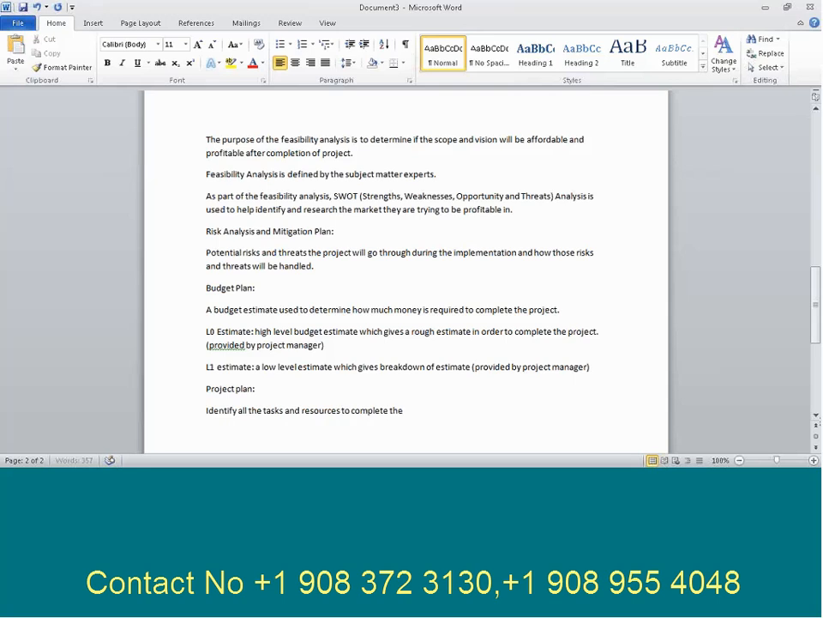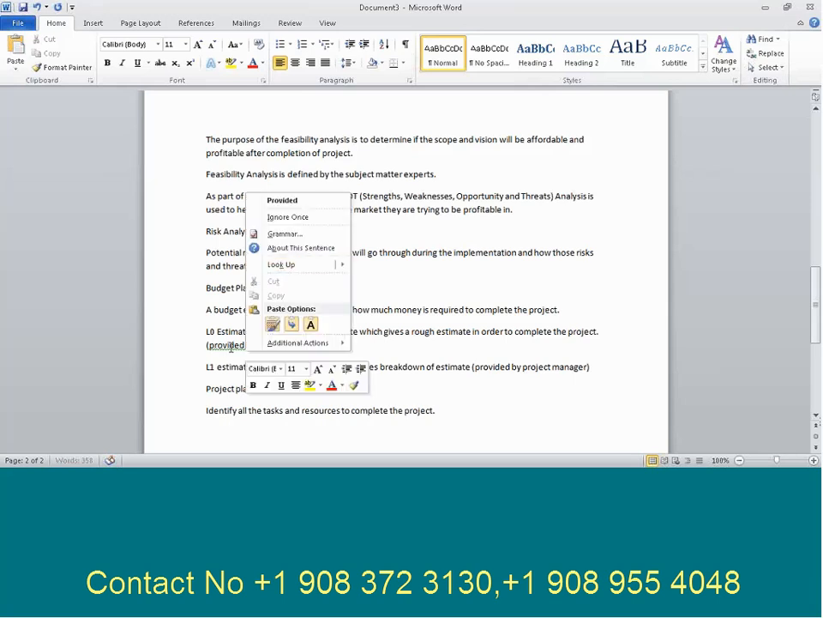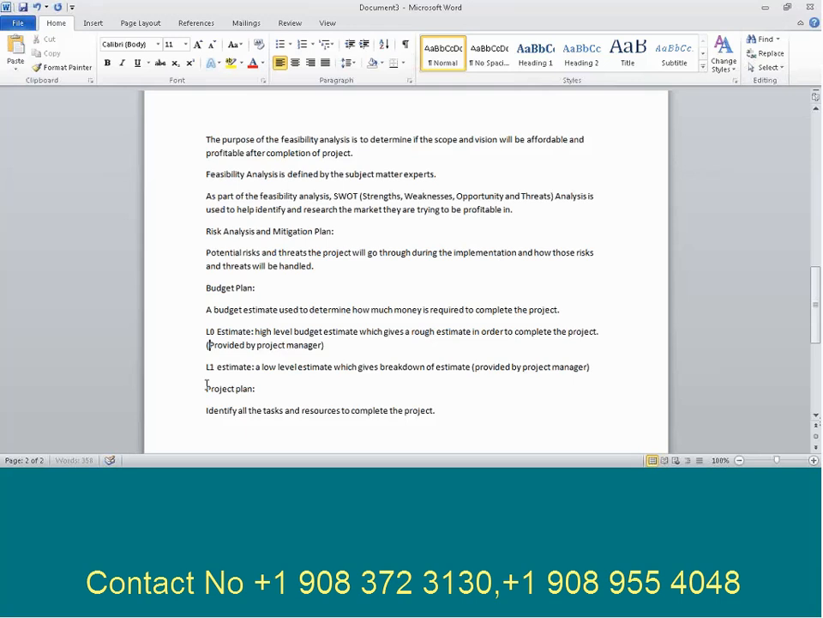Subhash, I just have one question before we end the class. Yeah, go ahead. All these steps: generally, how much time does it take? I mean, a couple of months it must be taking, right, to jot down the scope and vision and the feasibility and everything.